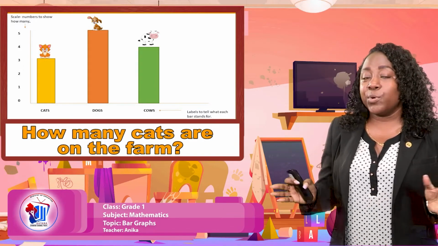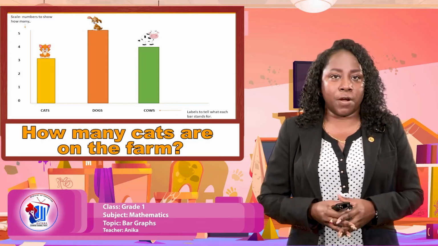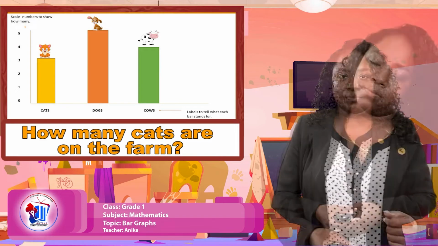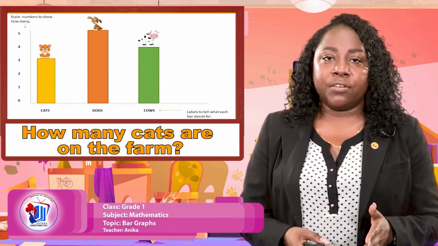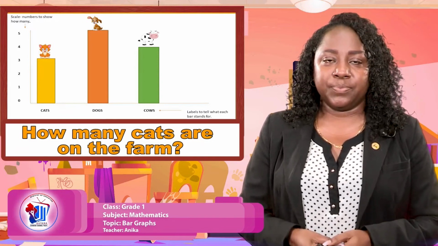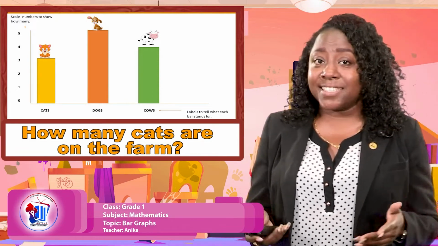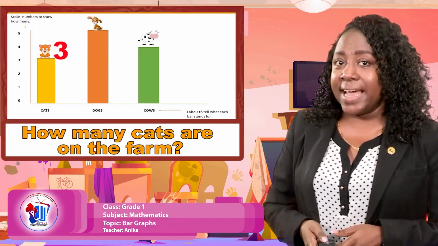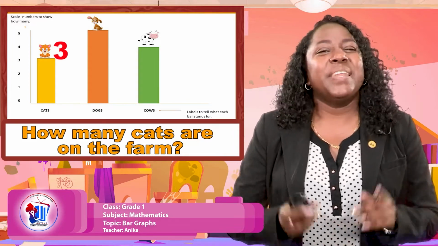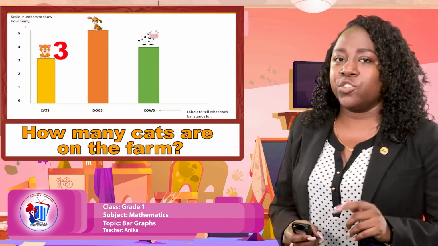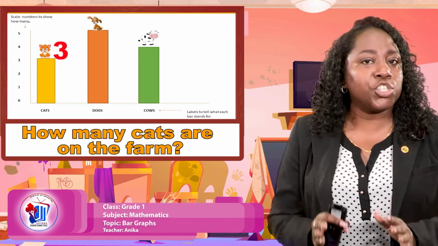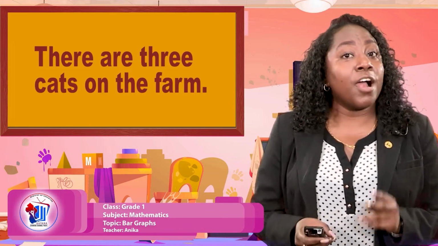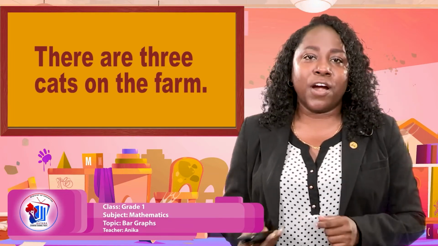Remember when we started, we were counting numbers of animals on a farm, and then we used the bar graph to put those data in. Now it's time for you to read the graph and answer the question. Do you have my answer for how many cats are on the farm? Great. If you said 3 cats, then your answer is correct. But even though it's correct, I like when you answer me in a complete sentence. So that should be, there are 3 cats on the farm.